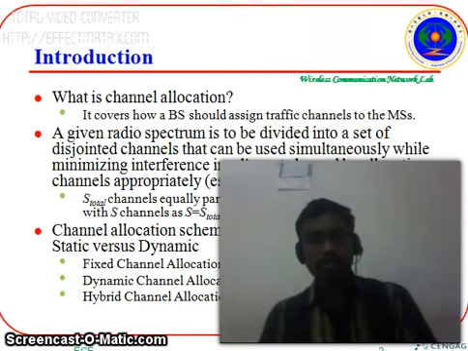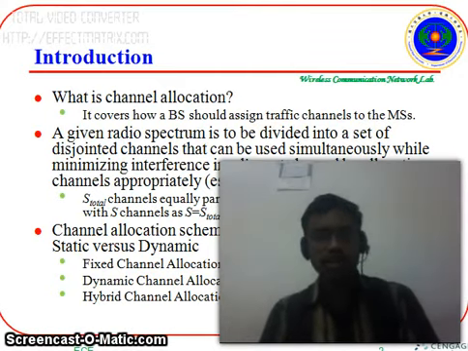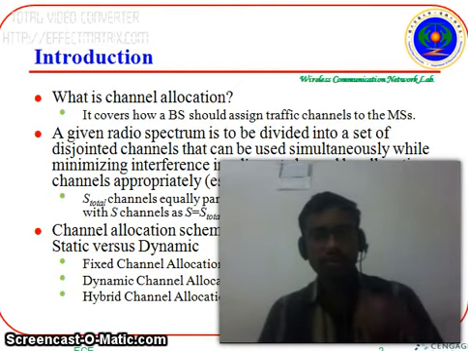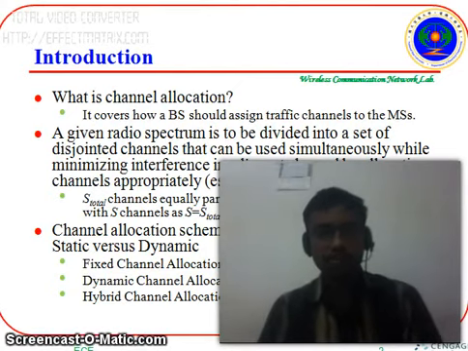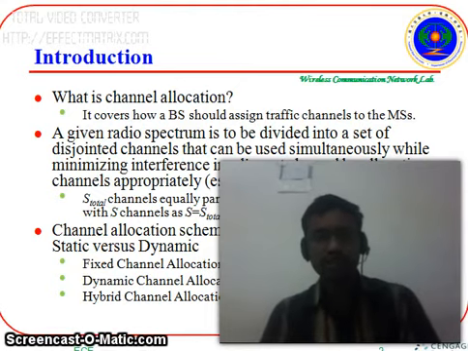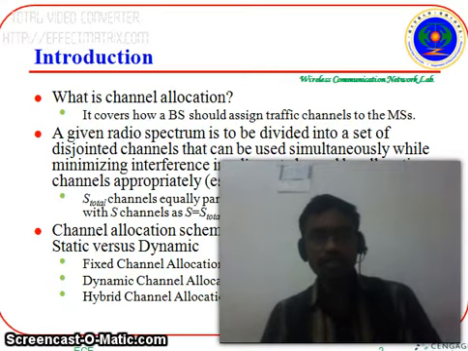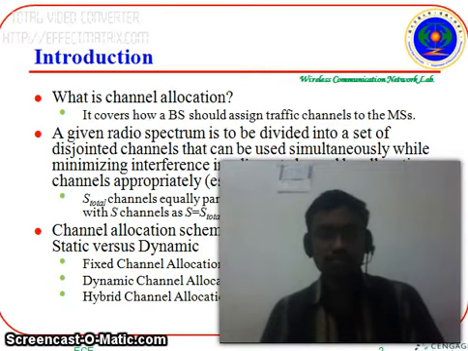So the total channels, that is S, and the number of channels allocated to each cell is equal to S total divided by N. N is nothing but the frequency reuse factor. The frequency reuse factor is the number of cells that share the total channels. So the channel allocation scheme is very, very important.